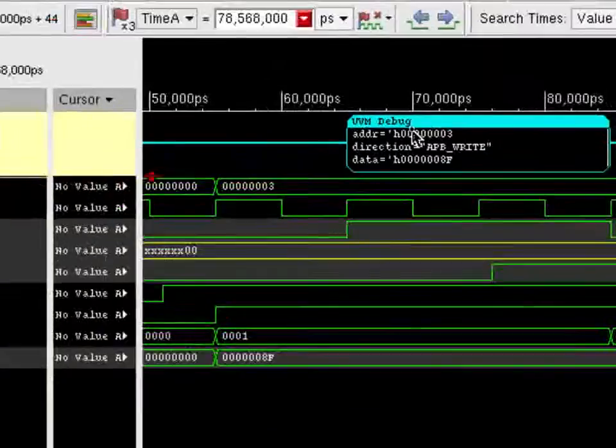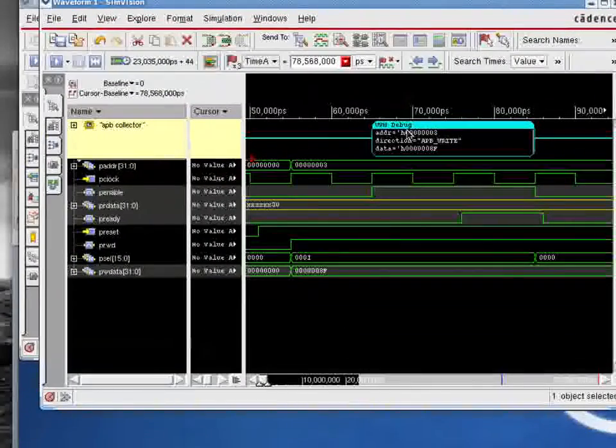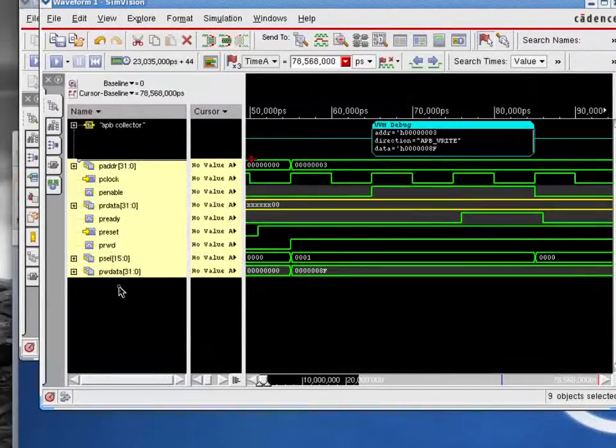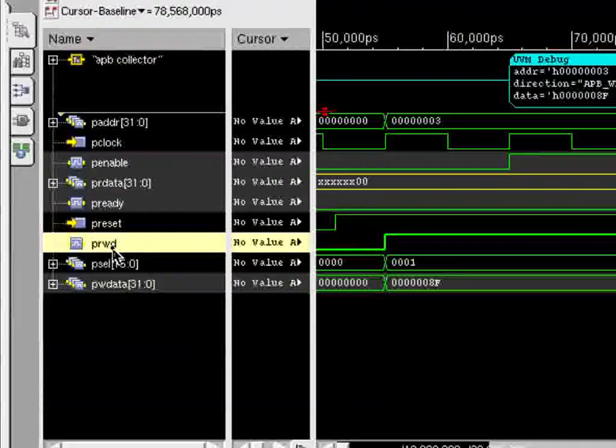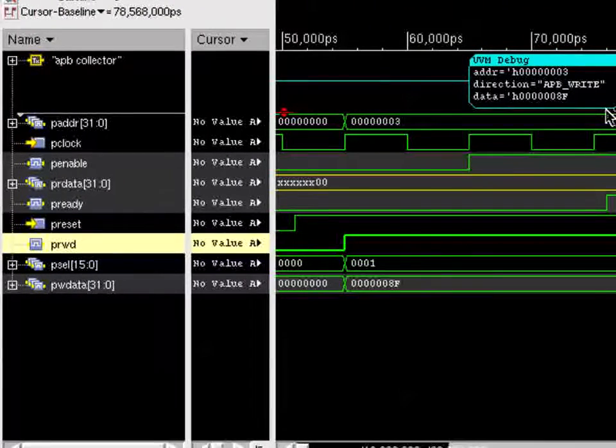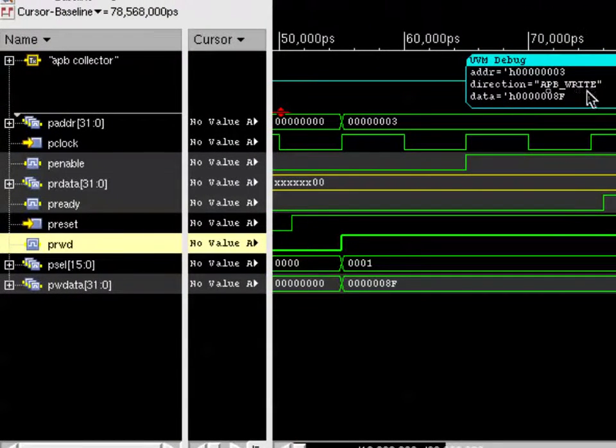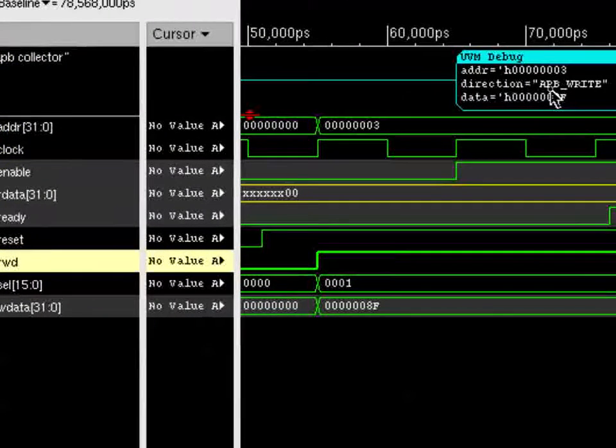Okay, but where was that generated from? Basically by analyzing all these signals, right? So the collector basically looks at all the signals associated with an interface and provides this conversion processing. You don't have to be familiar with APB, but this signal is basically indicating the read or write direction. If it's high, it's a write. And you can see that, right? The signal is high here, and the transaction that gets extracted is a write transaction.